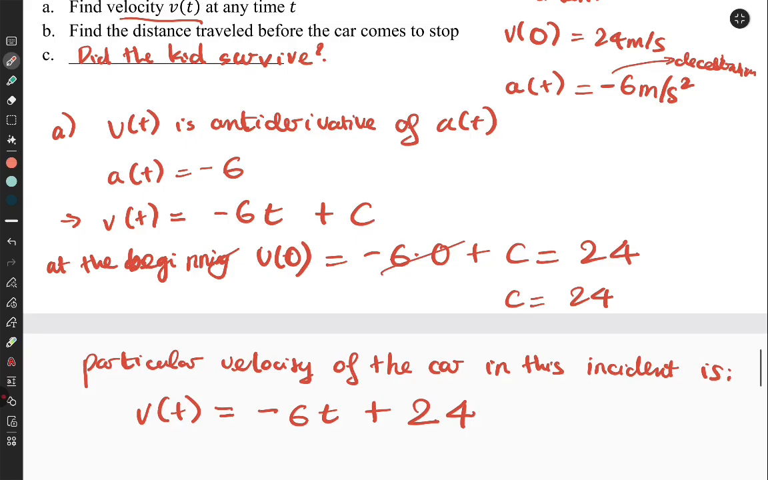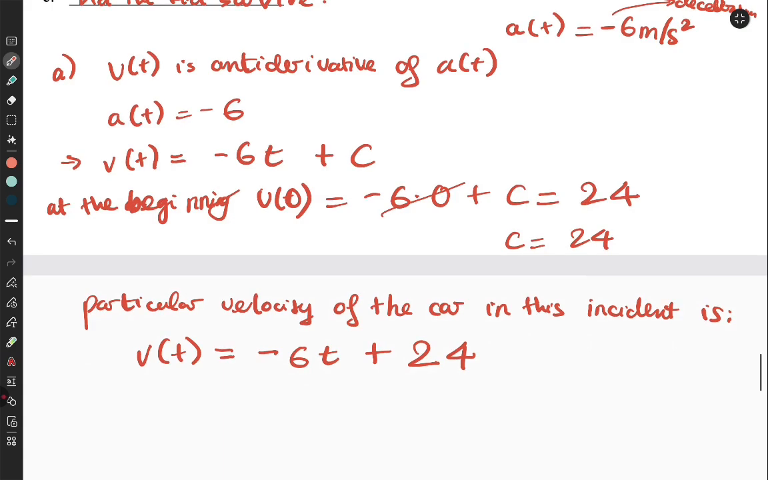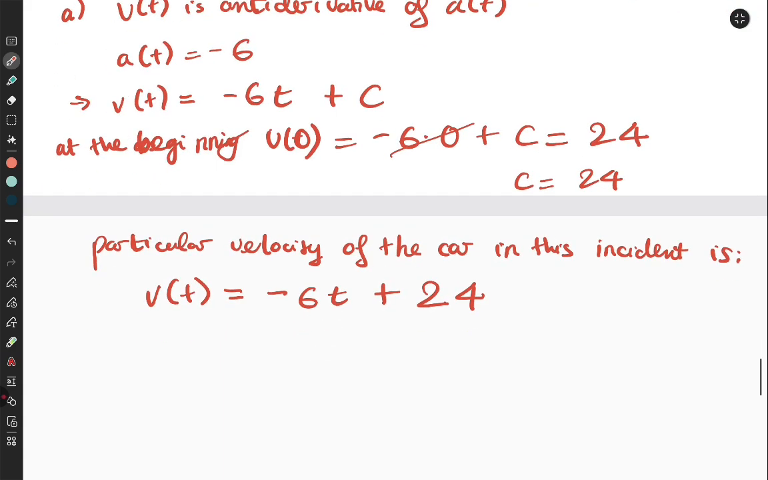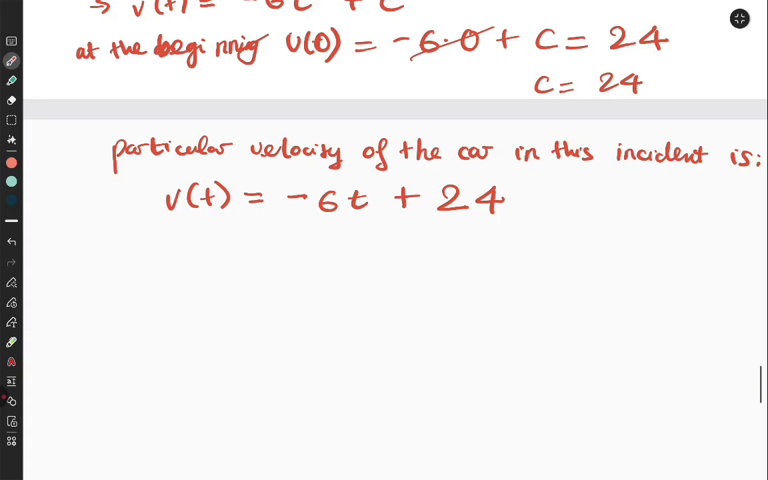Next, find the distance traveled before the car comes to a stop. Let's start with that distance first. How do you find distance generally? Distance would be position, which is the antiderivative of this one more time.